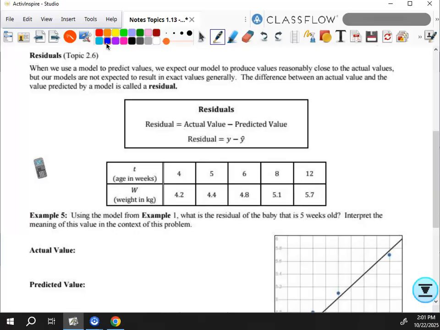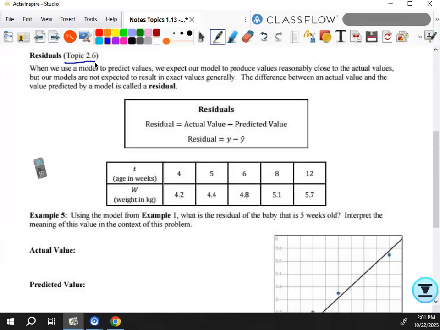Now we're going to look at residuals. Well, this says it's topic 2.6. We're still finishing up unit 1. But we're going to talk about them now a little bit because it all deals with regression. And that way when we get to 2.6, it's not brand new. Plus, it just makes sense to talk about it here anyway.